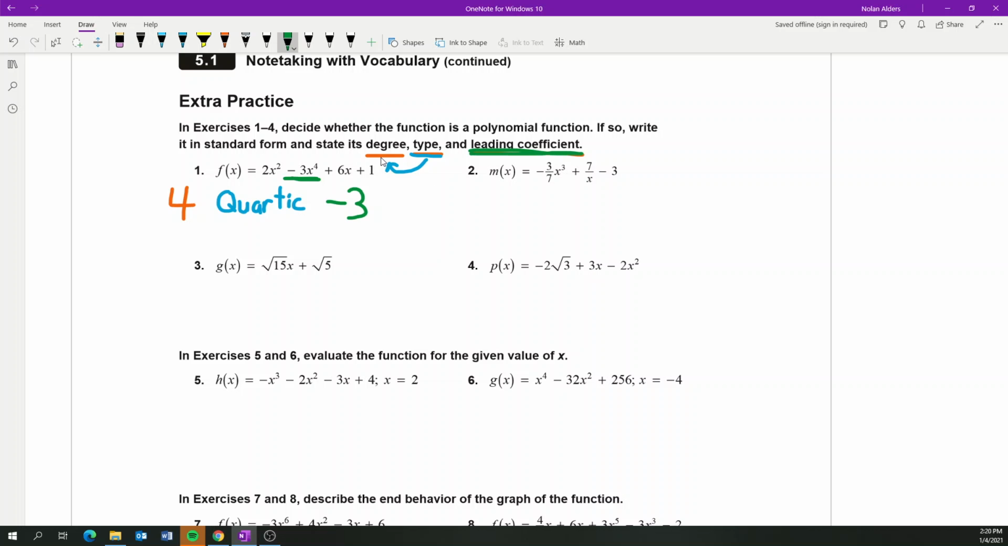-3. Okay, so degree is the exponent. The type is just the name of the function based on that exponent. And then the leading coefficient, told y'all, there's that bell.